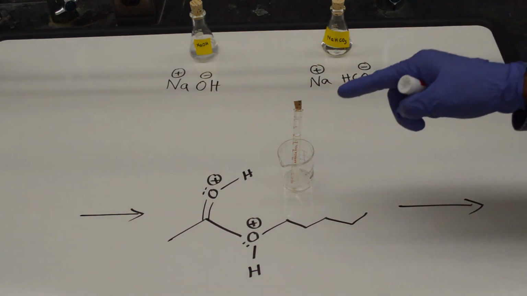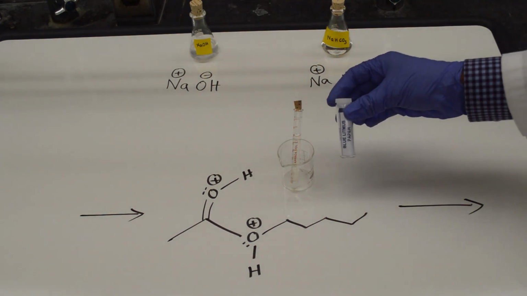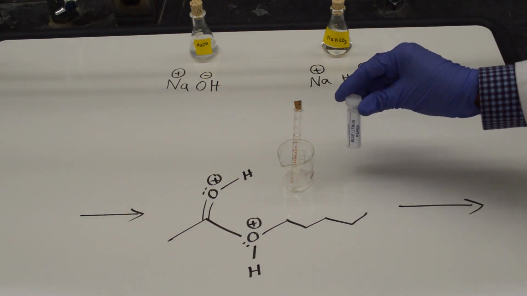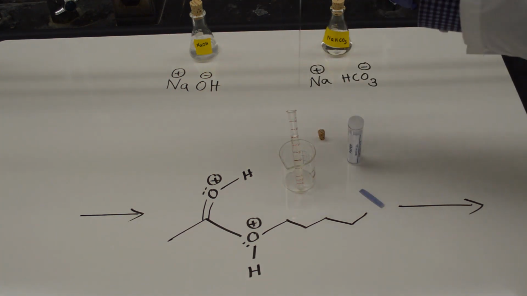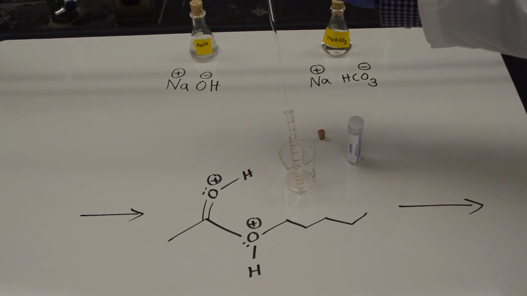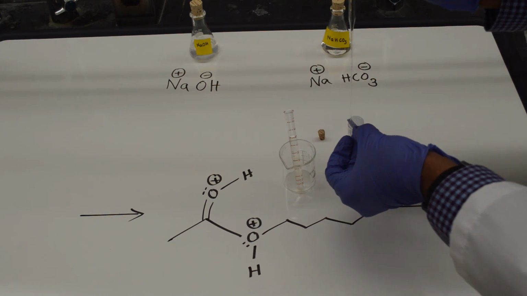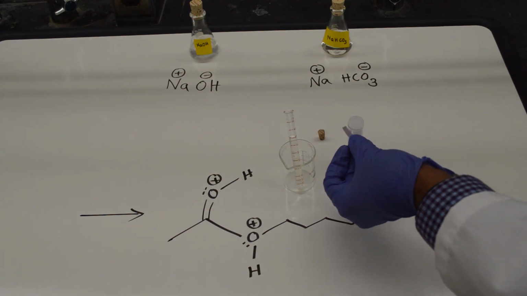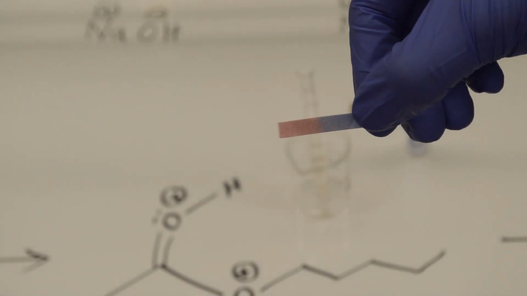I'm going to test the acidity of the organic phase using a blue litmus paper. I'm taking a drop of the top organic phase and dip it on a blue litmus paper. It turned red, which means it's still acidic.